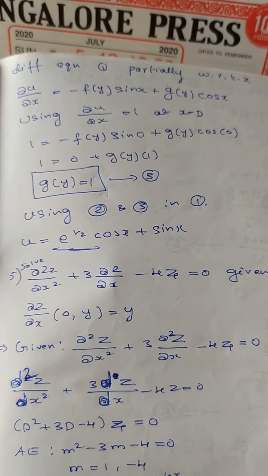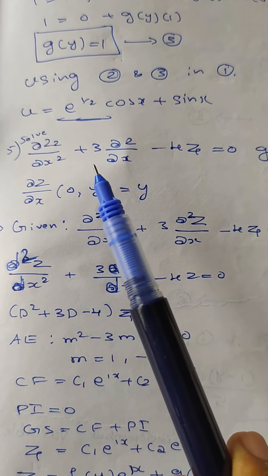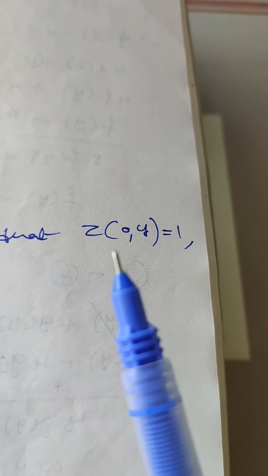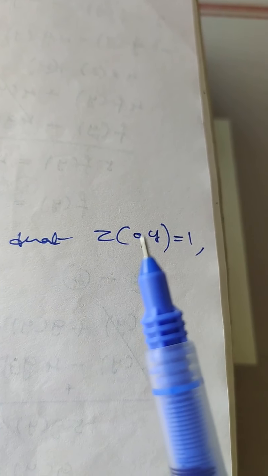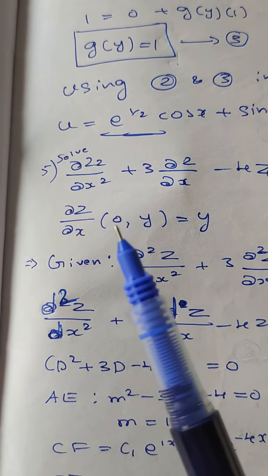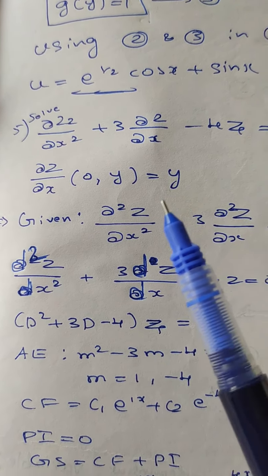Next one. Solve del square z by del x square plus 3 del z by del x minus 4z is equal to 0, given that z of 0 comma y is 1. That means when x is equal to 0, z is 1. Next, when x is equal to 0, del z by del x is y. Same as the previous problem.